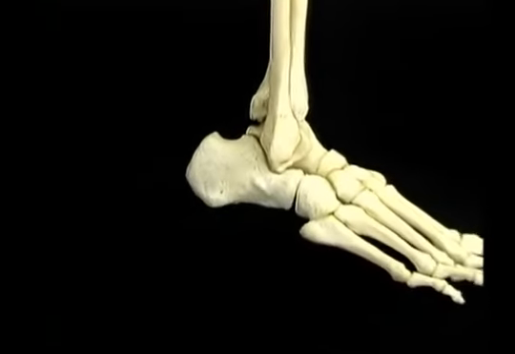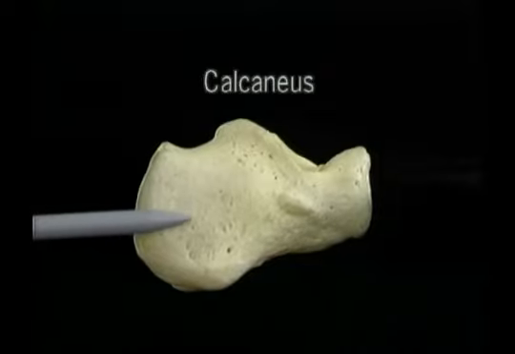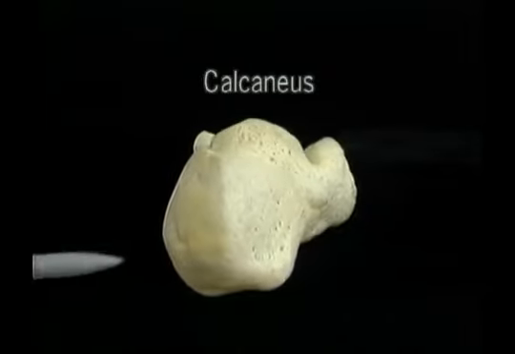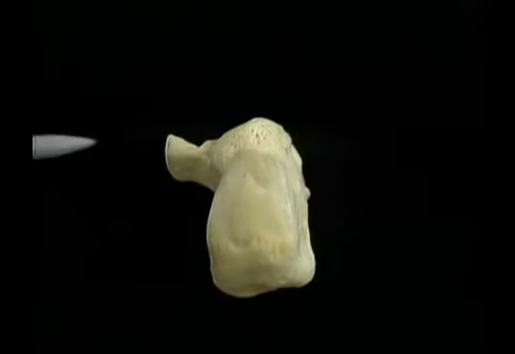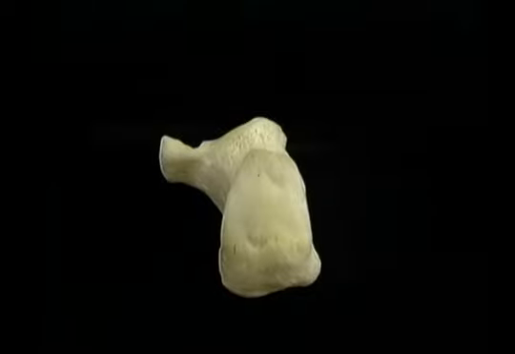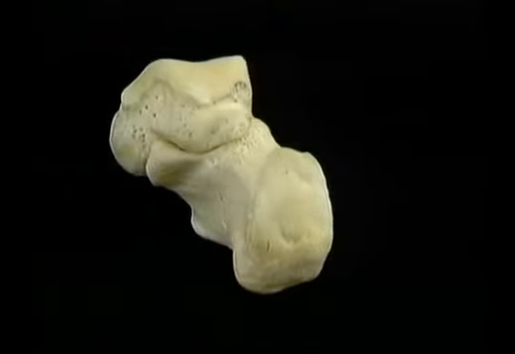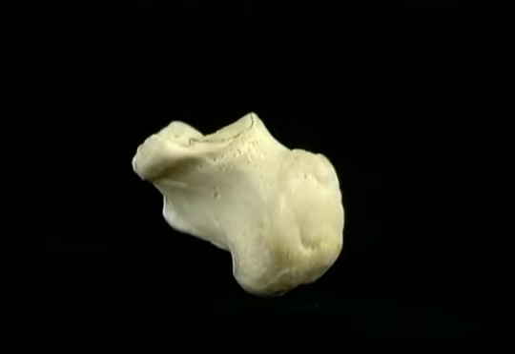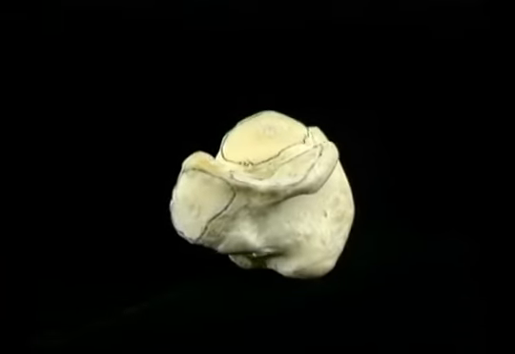Now let's look at the calcaneus by itself. The posterior part of the calcaneus forms the heel. The massive calcaneal tendon, also called the Achilles tendon, is attached here. Here on the medial side there's a projecting shelf which the medial part of the talus sits on, called the sustentaculum tali. On the front of the calcaneus there's an articular surface for the cuboid bone.